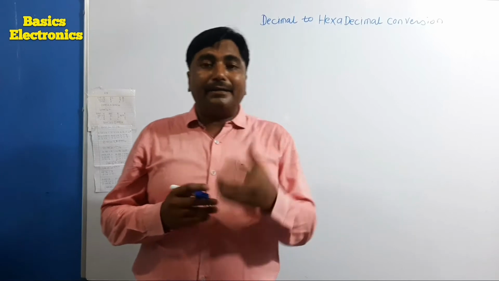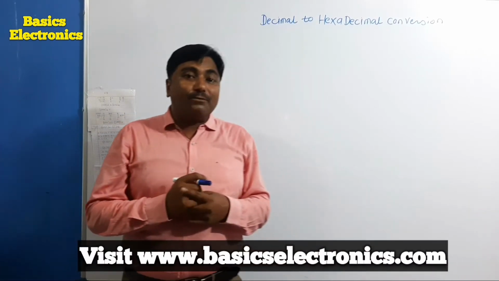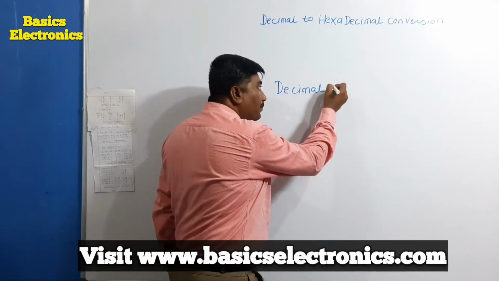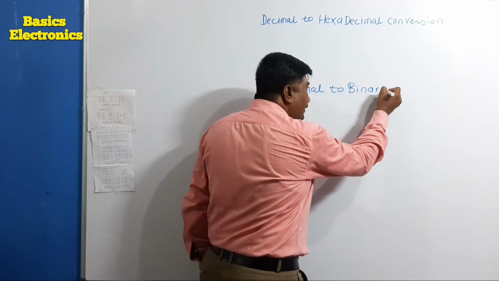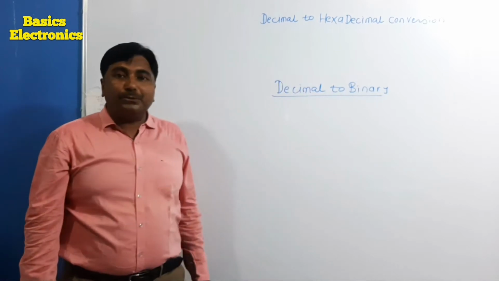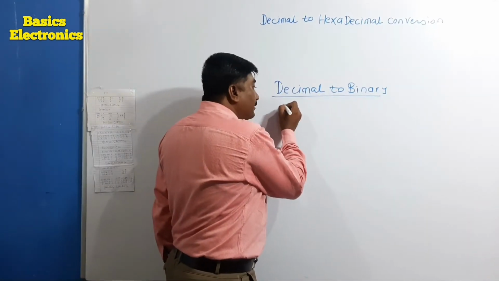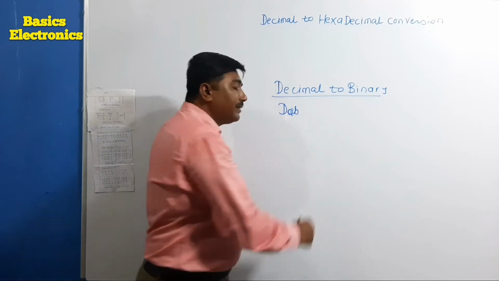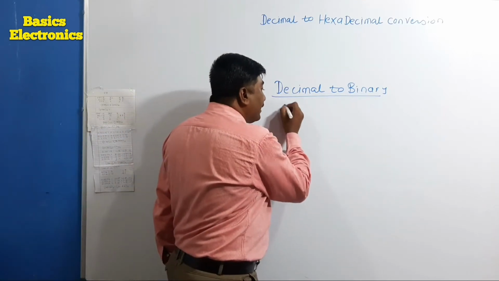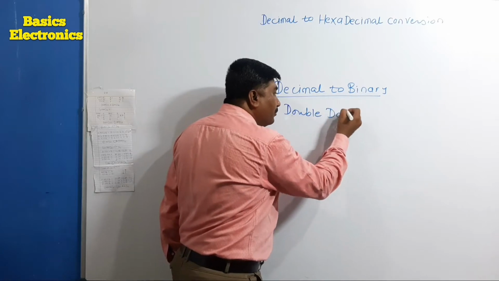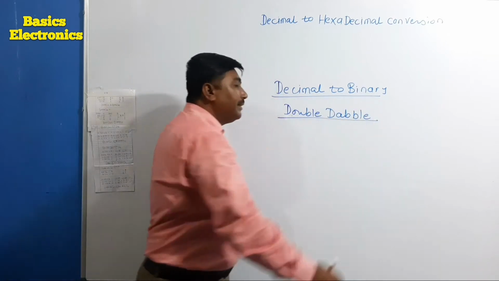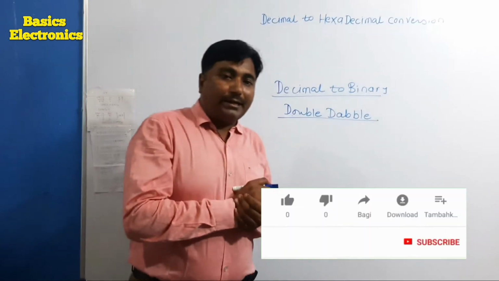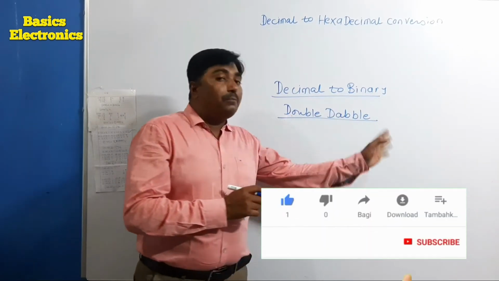But I would like to recall one process that we have seen already, and that process is the decimal to binary conversion. In decimal to binary conversion, we use a method that we call the double double method. In this double double method, we multiply the given fractional part and we divide the given integer part.